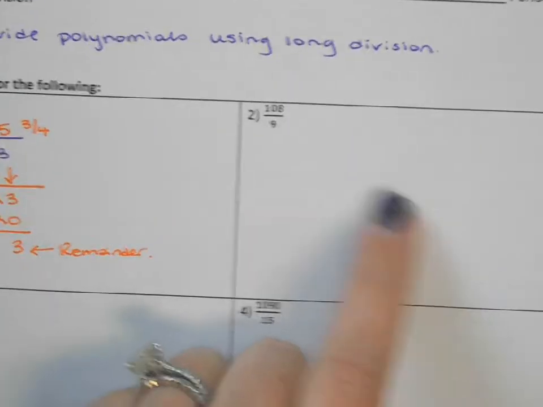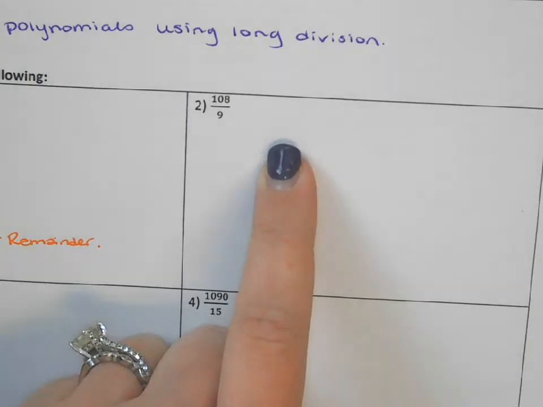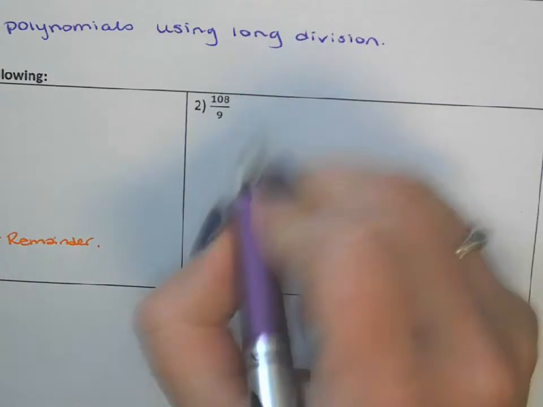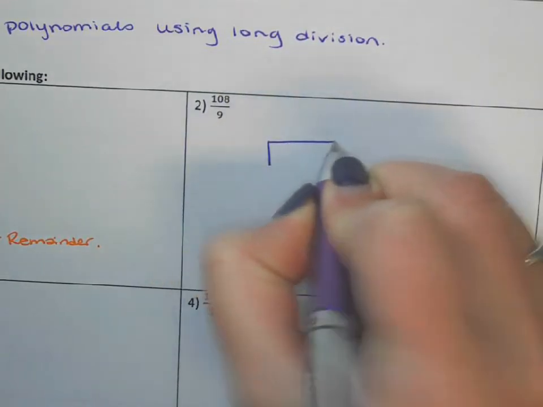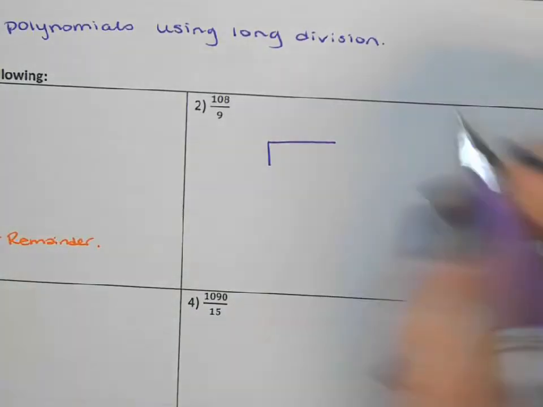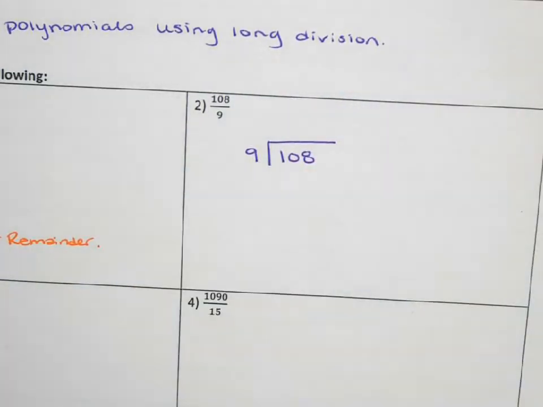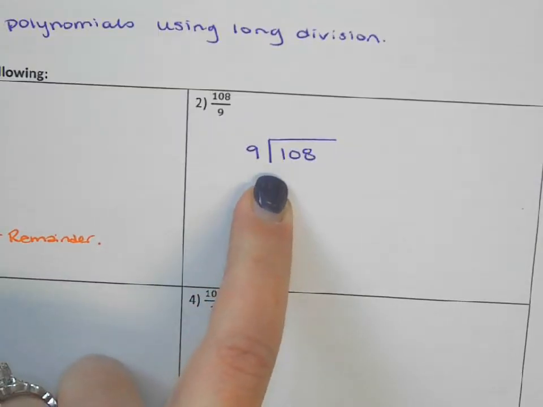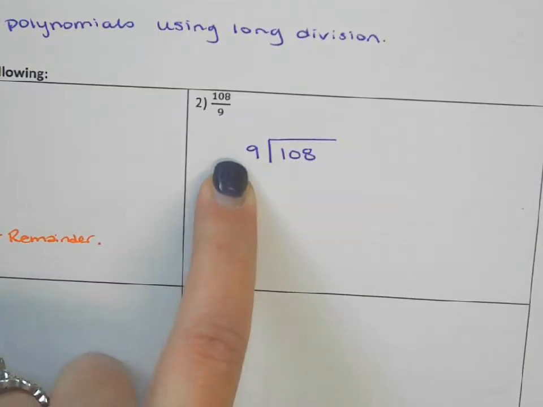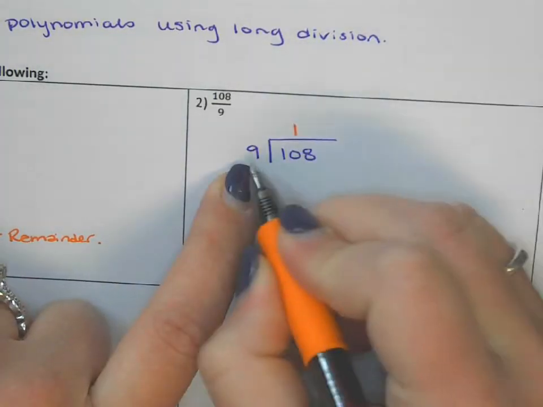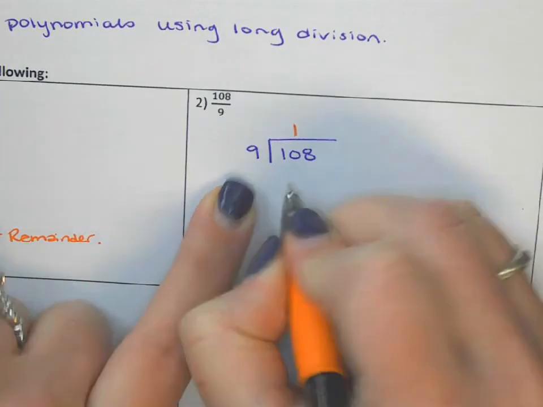Even though this is written a little bit differently, it's still division. 108 divided by 9. So I'm going to draw my corner of my box. On the inside I have 108 divided by 9. All right, how many times does 9 go into 1? It can't. So how many times does 9 go into 10? Once. What is 9 times 1? So we write it right here.